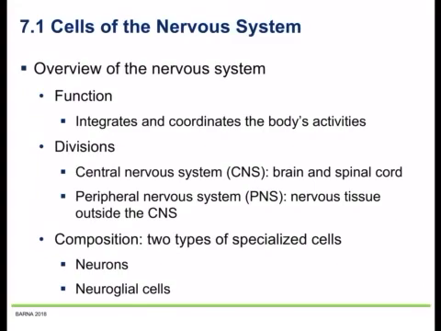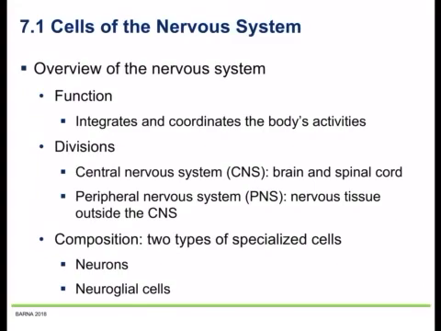There's two main divisions that it's divided into. You have the central nervous system, which includes the brain and the spinal cord, and then the peripheral nervous system, which is going to include nervous tissue outside of the CNS. This would include things like spinal nerves and cranial nerves. Nerves that go to your muscles or nerves that go to your face. So the divisions we'll specifically talk about more in Chapter 8.